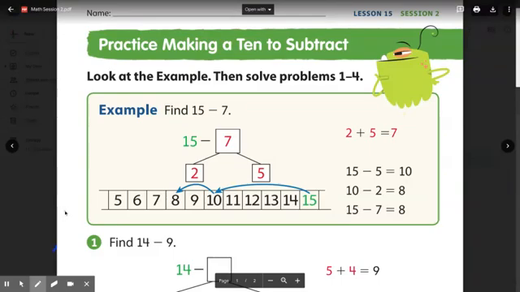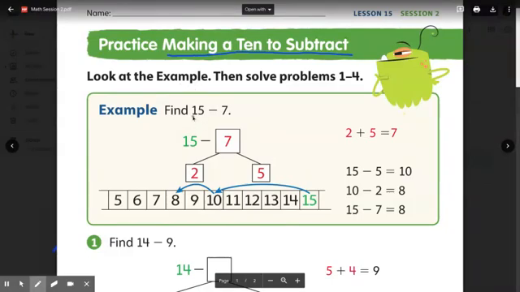This is going to be a review for most of us. And if you feel that you do understand it, feel free to pause the video, do the worksheet or your paper without me, and then come back later and check your answers. So here we go. Remember, our target is making a 10 to subtract. We have to get to 10 and then keep subtracting.